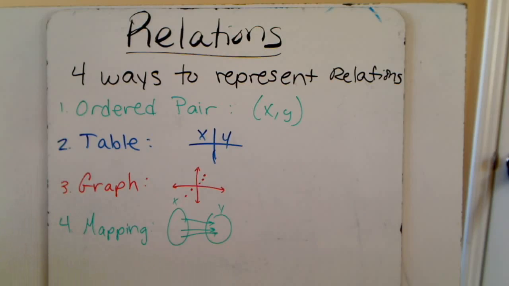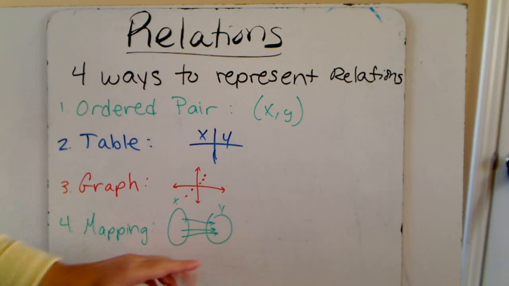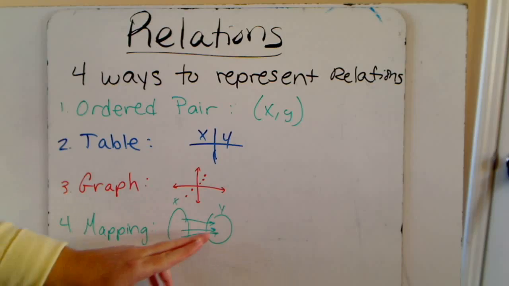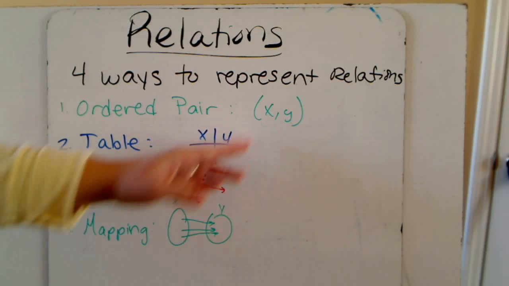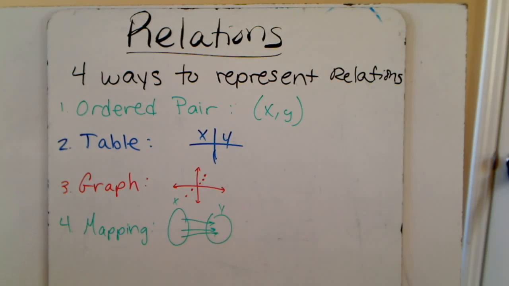And the fourth way, which may be new, is called mapping. You have two circles. One represents the X values. The other one represents the Y values. And then these arrows represent which of the Y values the X values go with. So, for example, you're taking an ordered pair and you'll turn it into a mapping form.